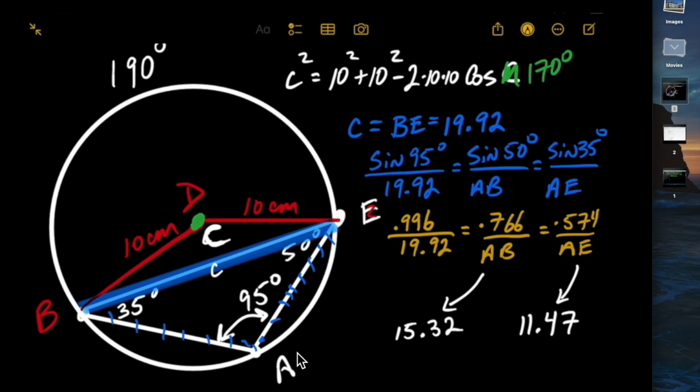One quick thing, a little shortcut: when you're trying to find AB using a calculator, you simply enter 19.92 times 0.76 divided by 0.996, and that'll give you this number.